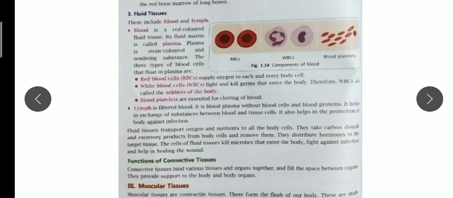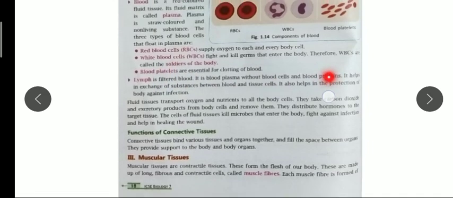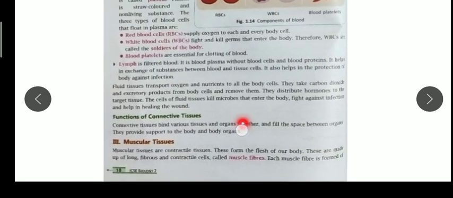Now platelets or thrombocytes are very essential for clotting of the blood. Whenever we bleed, after a few minutes, what will happen? We can see clotting. That clotting process is done by blood platelets, the thrombocytes. So all these cells are very important.